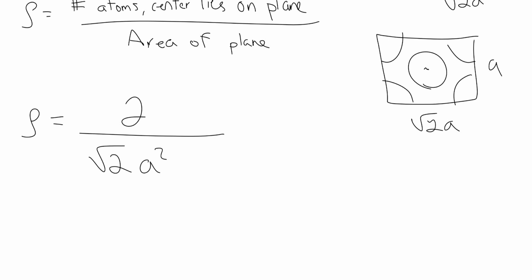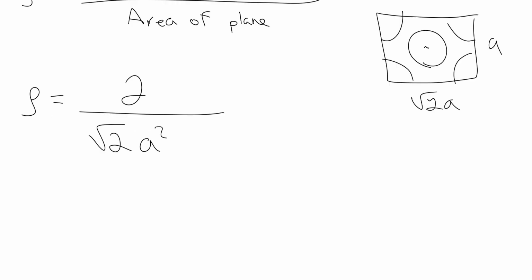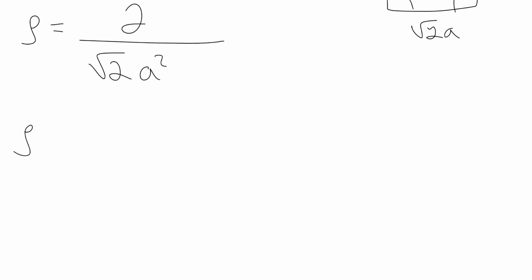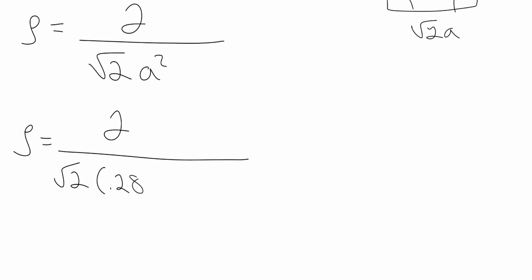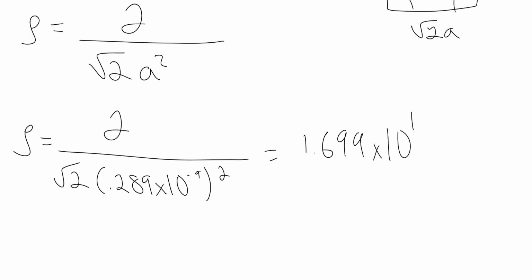Since the lattice constant was given to us, we can plug in and solve for the planar density. So we get 2 over root 2 multiplied by 0.289 times 10 to the negative 9, and that value is squared. This will then give us 1.699 times 10 to the 19 atoms per meter squared.